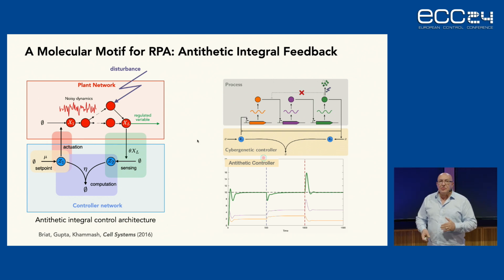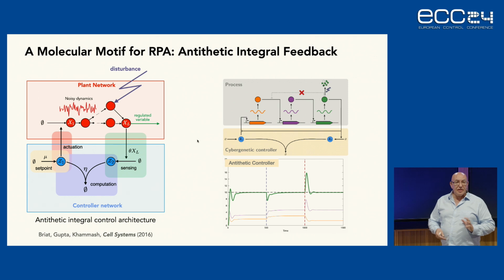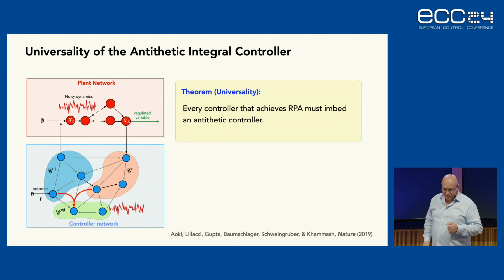Now, the other variables assume different values, but they do so in just the right way so that the output of interest actually tracks the reference, as any good integrator will do. Now, it's interesting to see what kind of other controllers can do the job. Here I showed you one control system, which is an antithetic controller. Surprisingly, it turns out that if you have a stochastic model of the network, this is the only type of controller that will do it.